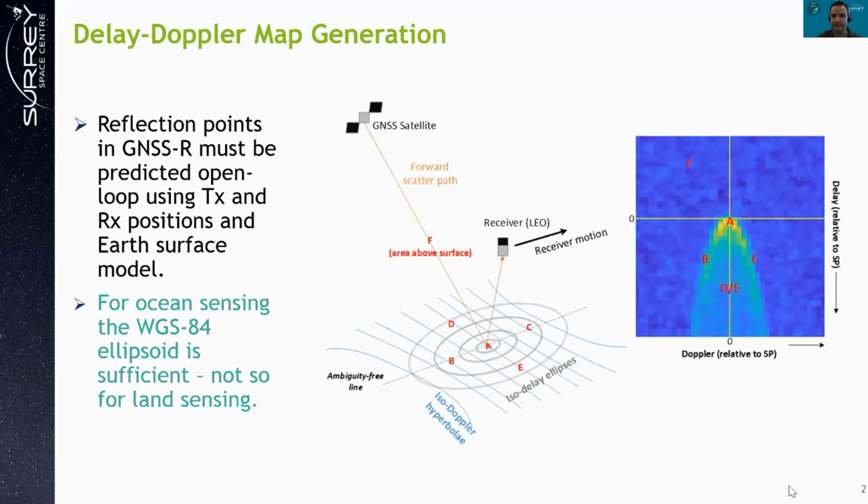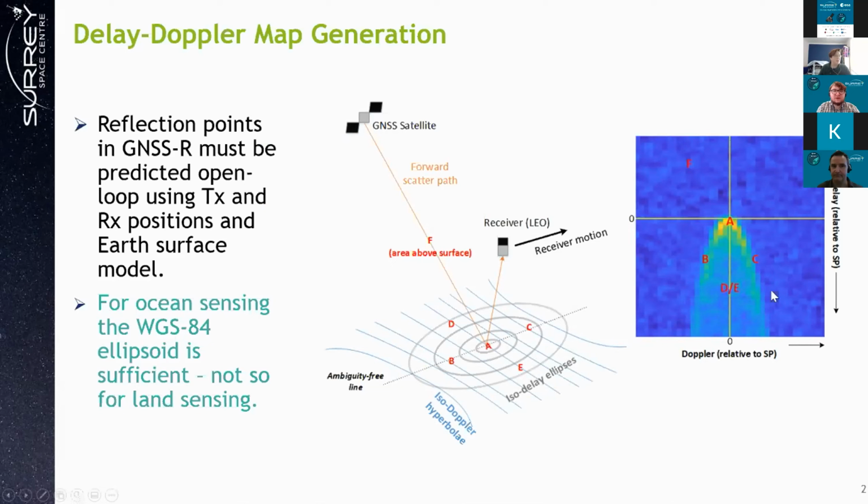So the reason that we needed to find an updated algorithm is because with reflectometry, as I'm sure many of you know, we have to predict the reflection points in advance because the signals are quite weak. So we have to know where they are in order to track them. And so if you, I don't have a pointer, but point A in this diagram, that's what we would call the specular reflection point. So that's what we're predicting in advance. And then from that, we build up the delay Doppler map.